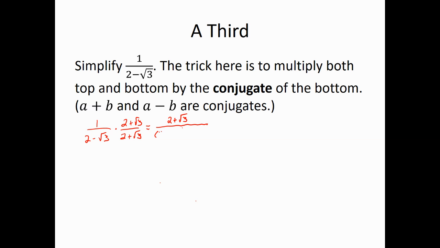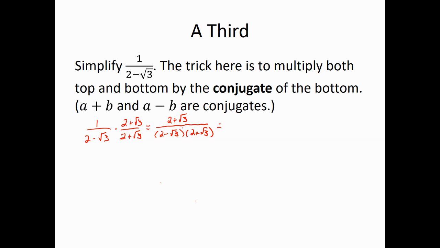So here we go. 2 minus the square root of 3 times 2 plus the square root of 3. And let's multiply out the bottom. This is something that you were certainly taught to do in Algebra 1 class. This is a so-called binomial times a binomial.